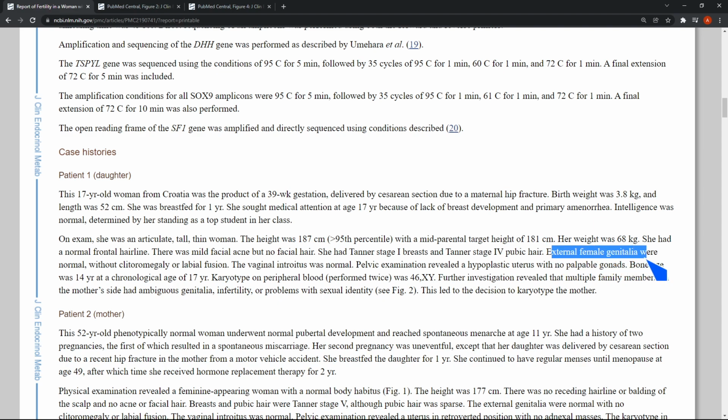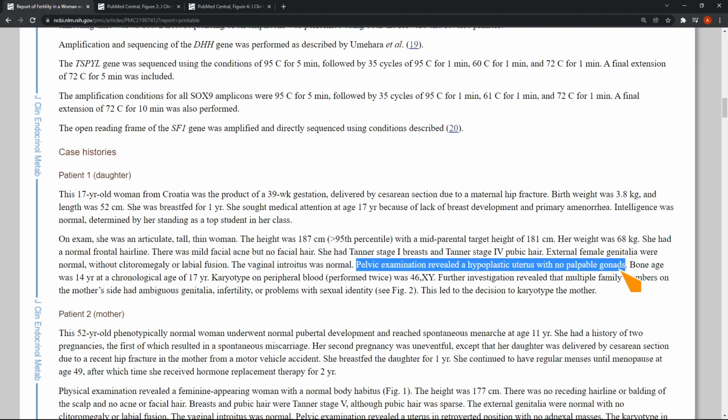External female genitalia were normal, without clitoromegaly, which means her clitoris wasn't enlarged, or labial fusion, meaning she had normal labia that were parted. The vaginal introitus was normal, meaning she had a very normal vaginal opening. Pelvic examination revealed a hypoplastic uterus with no palpable gonads. That means her uterus is underdeveloped by the doctor feeling it, and no palpable gonads, meaning they couldn't find her ovaries by feeling around in there.